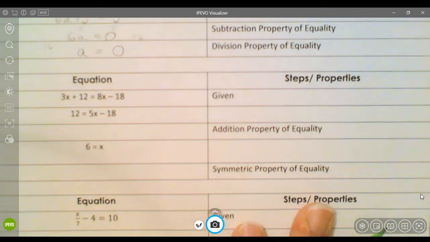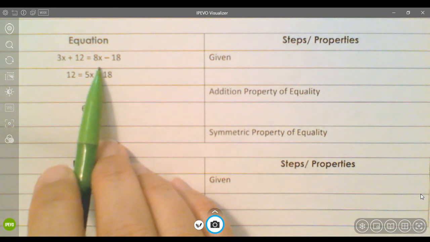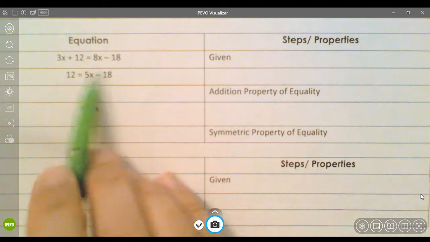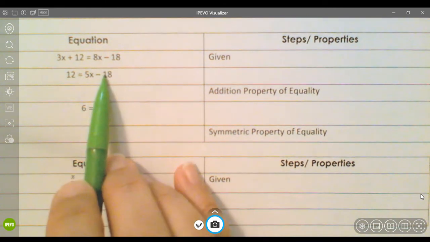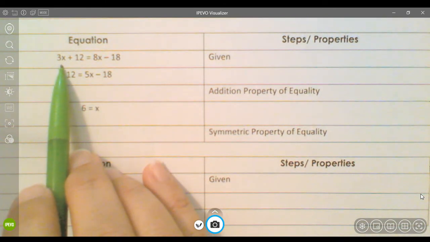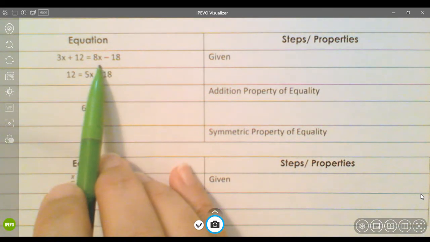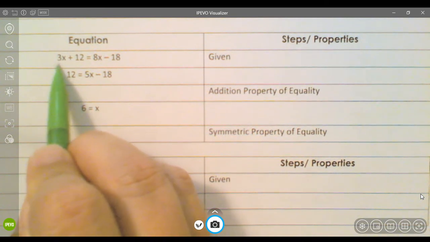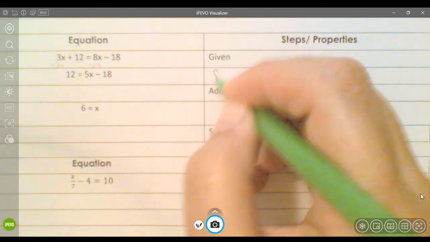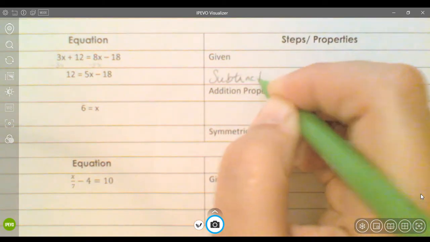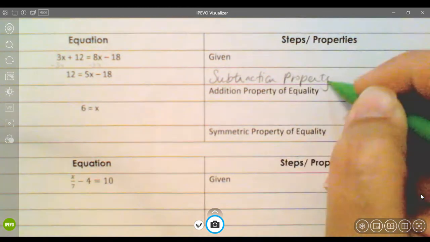And now they give us one where they mix the two. All right. 3x plus 12 equals 8x minus 18. All right, what's different here? Well, the 12 is still there. The minus 18 is still there. They got rid of the 3x. You know why? Because it's the smaller variable out of 3x and 8x. So they subtracted the 3x there. They used the subtraction property of equality.